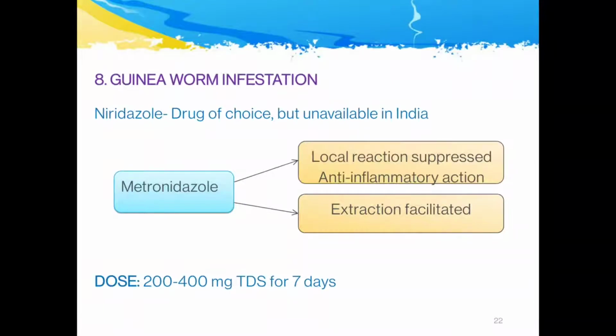Guinea worm infection: nitrodazole is the drug of choice but is unavailable in India. You remember this, it is not available in India. So metronidazole suppresses the local reaction, has an anti-inflammatory effect, and facilitates extraction. The dose is 200 to 400 mg TDS for 7 days.